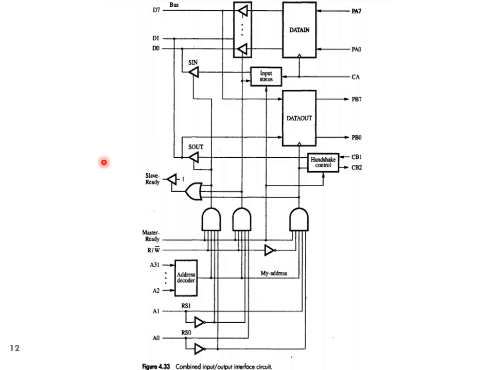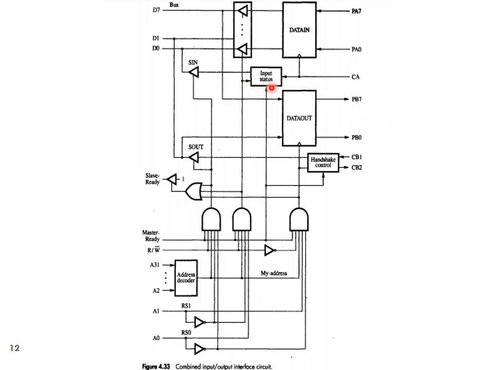This is the circuit diagram for the combined interface circuit of input and output devices. The circuit remains the same, only they have been combined together. That is, here you can see the data in register, which has got input lines coming from a keyboard, and the input lines are indicated as PA0 to PA7. Here we have the data out buffer register, which will have output lines going to maybe a printer, which are indicated as PB0 to PB7.